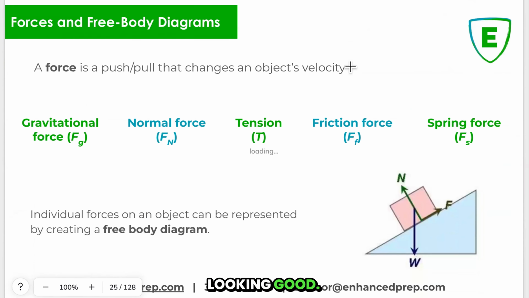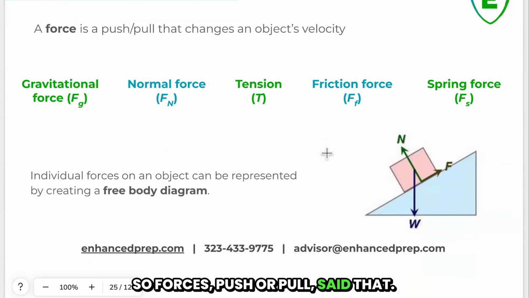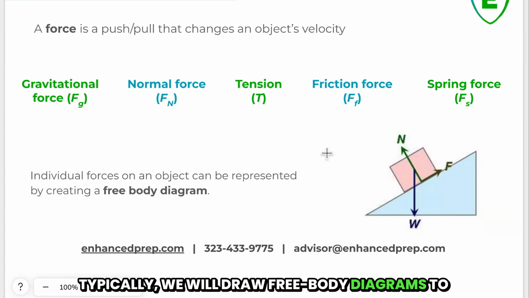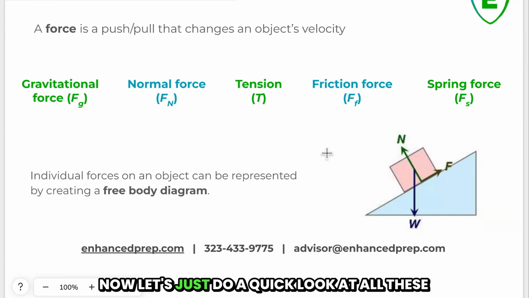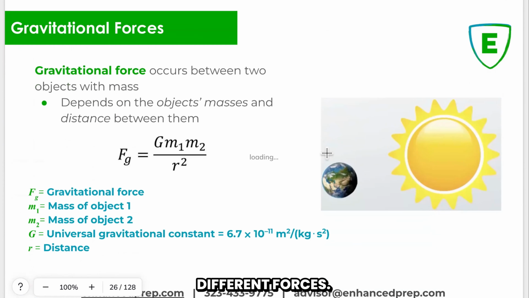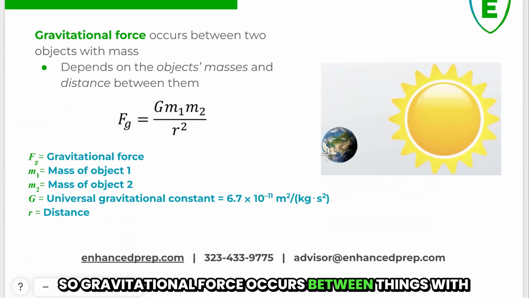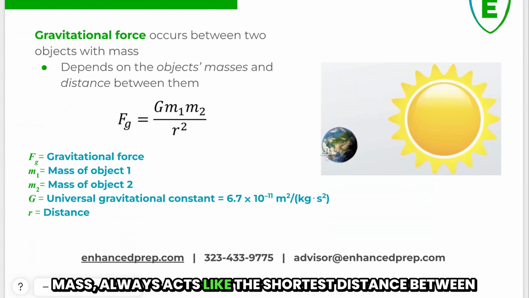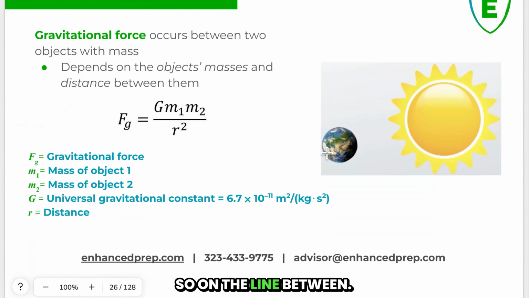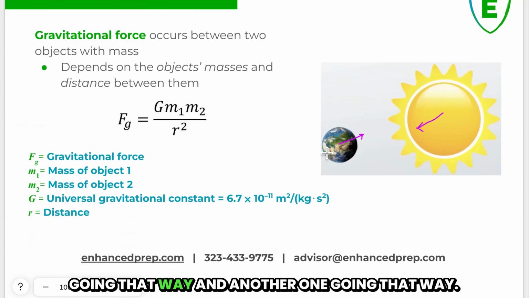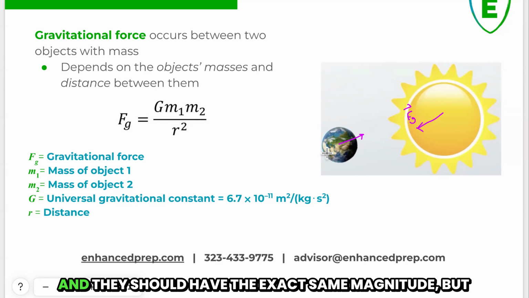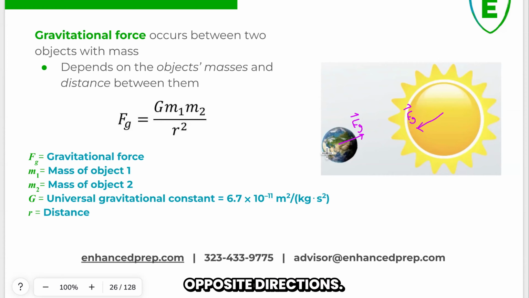All right, looking good. So forces, pushes or pulls, said that. There's a bunch of different types of forces. Typically, we will draw free body diagrams to represent magnitude and which direction they act in. Now let's do a quick look at all these different forces. Gravitational force occurs between things with mass, and always acts along the shortest distance between them, so on the line between. So for the sun and Earth here, we've got a gravitational force going that way and another one going that way. And they should have the exact same magnitude, but opposite directions.